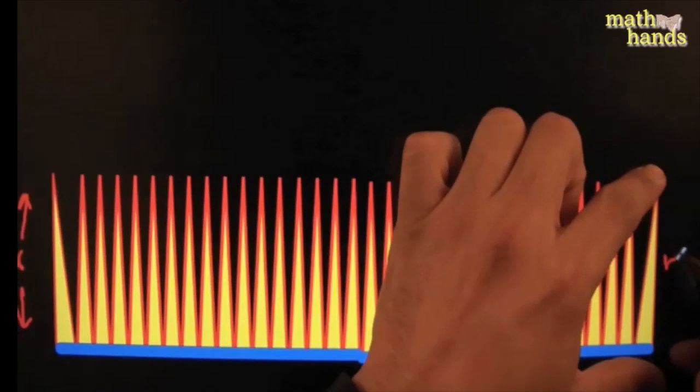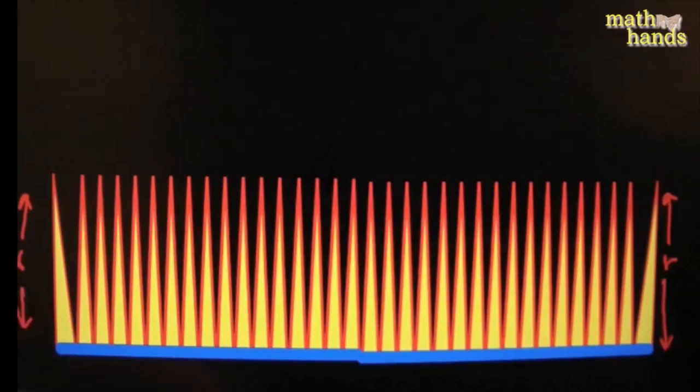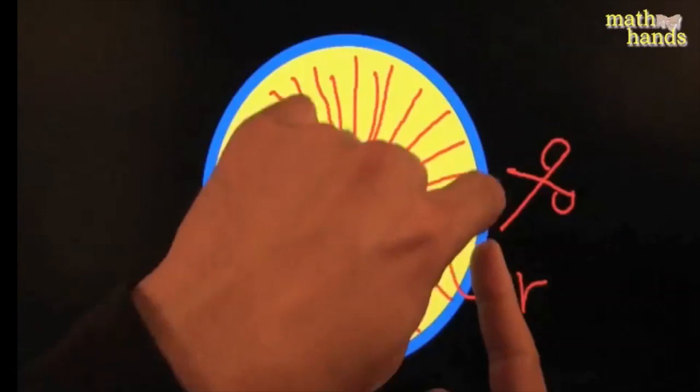That's 5 inches in radius. But it gets more interesting than that. Suppose you had a different sector, a different piece of it, not half like we did here, but suppose you had a quarter of it.